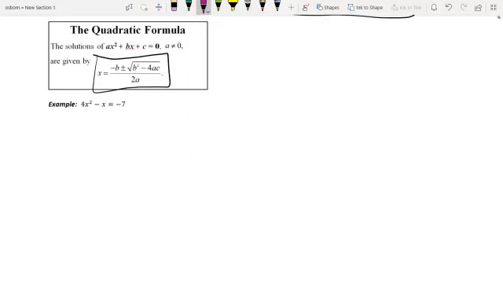Alright, so if I look at this example, I cannot right away say what A, B, and C are. I need to put this equation in standard form. So I need to move that 7 over. So that will be 4x squared minus x plus 7 is equal to 0. At this point, I can say that A is equal to 4, B is equal to negative 1, and C is equal to 7.